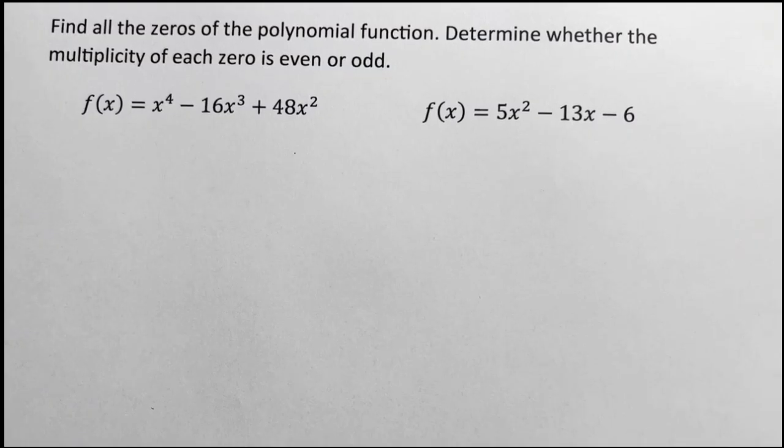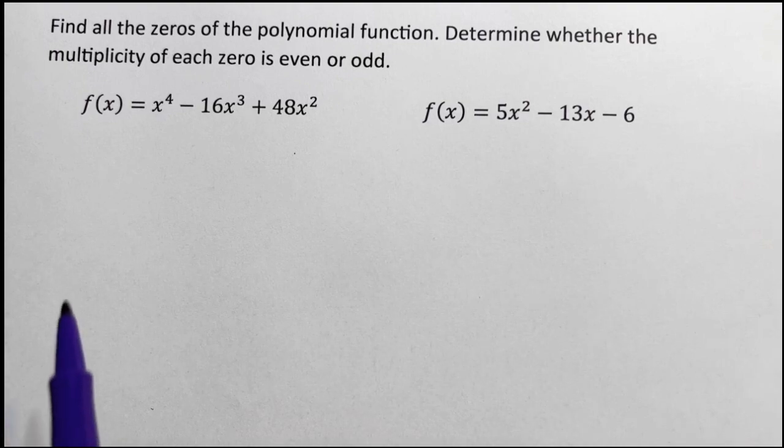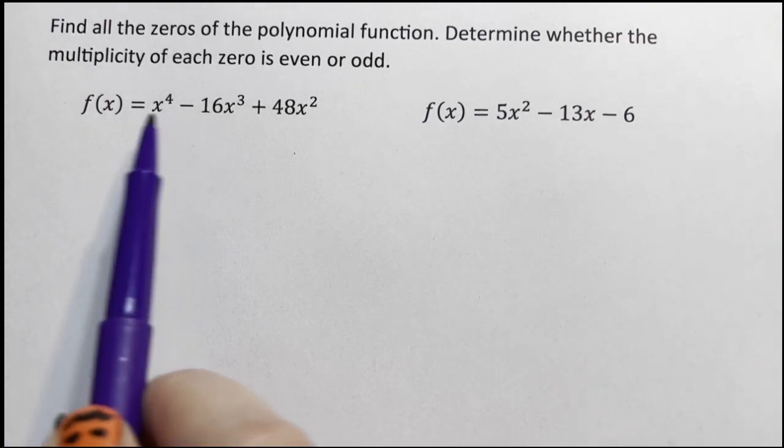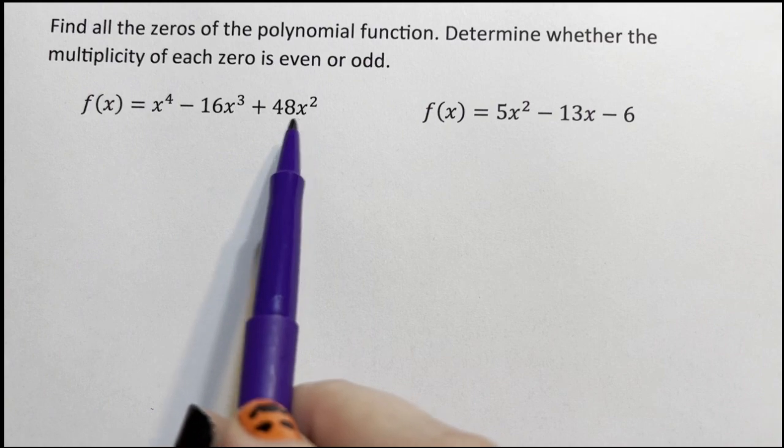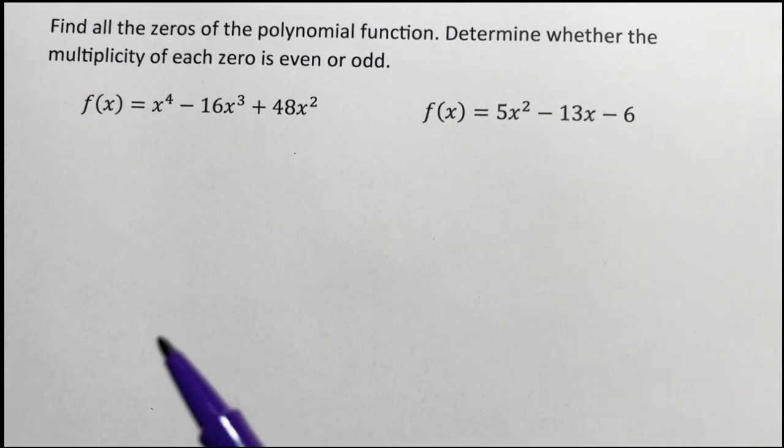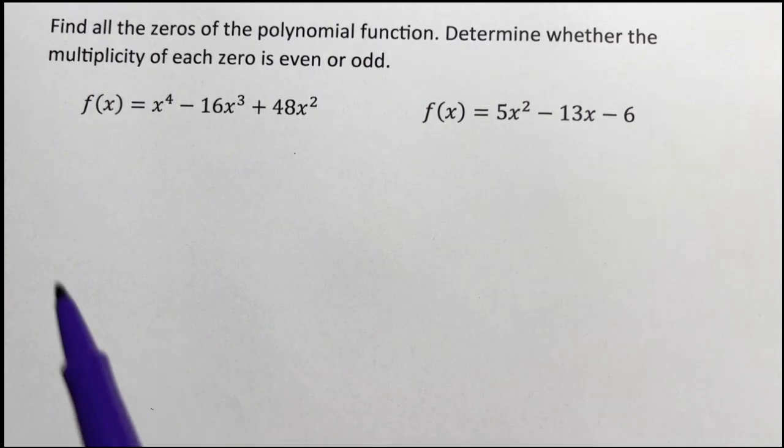Today I'm doing a series of videos on higher order polynomials. This one says find all the zeros of the polynomial function, determine whether the multiplicity of each zero is even or odd. To do that, I need to set each equation equal to zero, and then in most cases factor. So for this one, I notice that x to the fourth, x cubed, x squared, I'm going to start by factoring out an x squared before I even set it equal to zero.